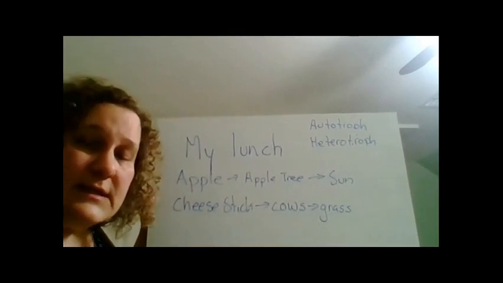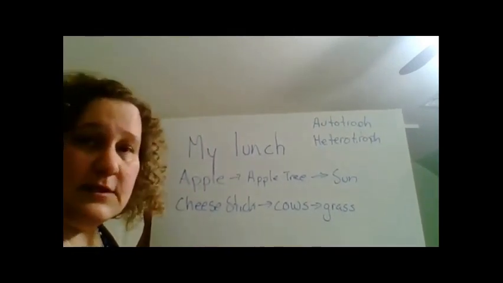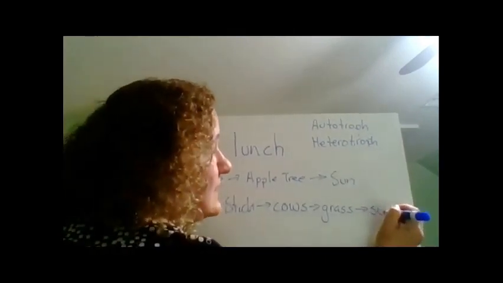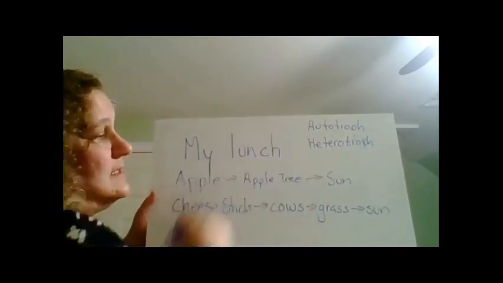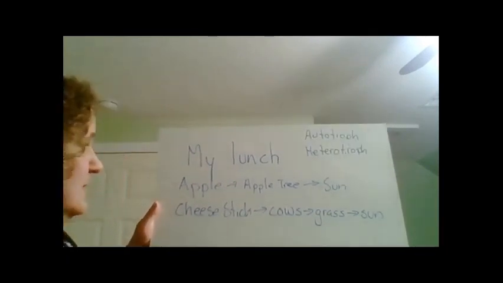And where does grass get its energy from? Does it have to eat another organism, or does it get its energy from the sun? All right, so you know this. It gets its energy from the sun. That means that grass is an autotroph. It's an organism that can make its own energy.